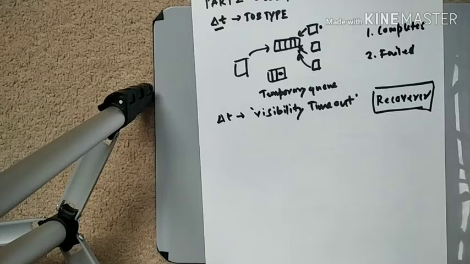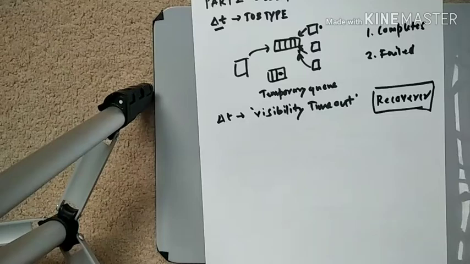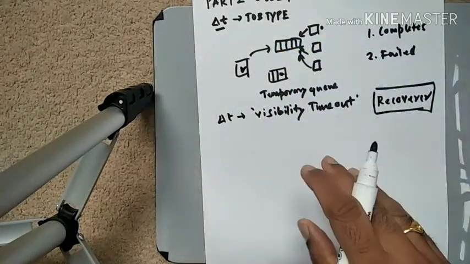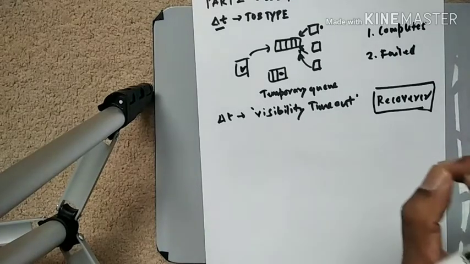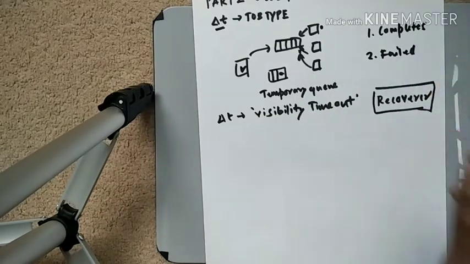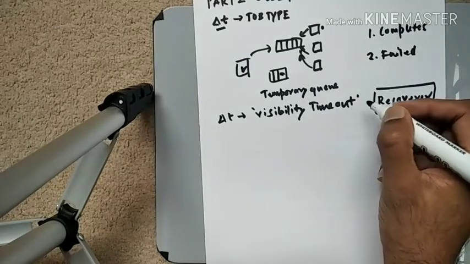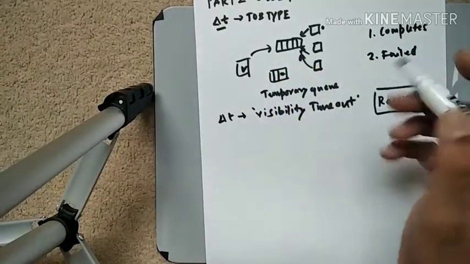Now this solution looks good. It achieves what we set out to achieve. But there is an important nuance that we are yet to consider, which is, how does the recoverer know that it's safe to recover a job which is in the temporary queue? Only if, let's say, a worker has failed to complete the job within the visibility timeout period, should it push such a job onto the queue. But how does it know that? That question we have not answered.